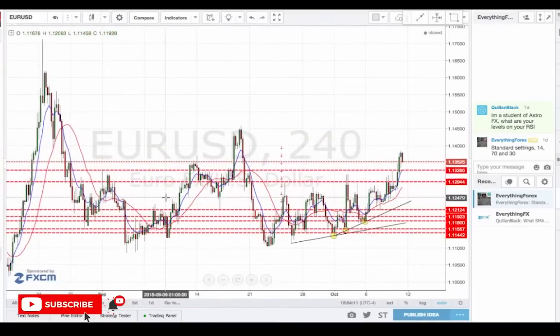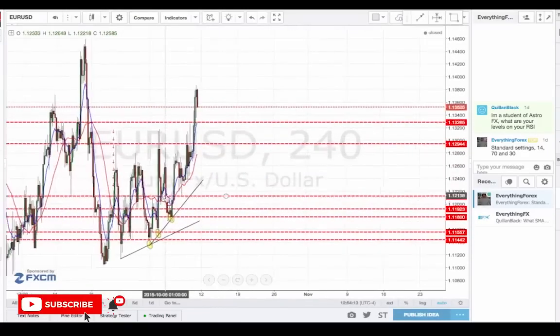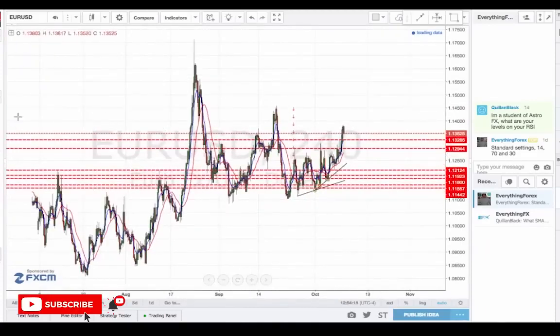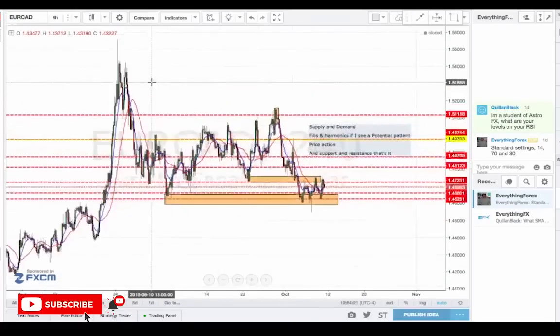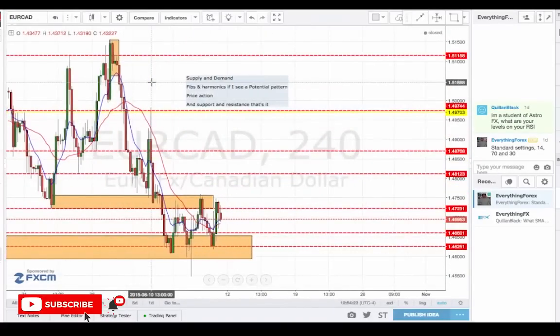But yeah, this is Quillen Black. So in this video, I pretty much went over, let me go on the other chart, EuroCAD. I went over supply and demand. I went over fibs and harmonics. A little bit of price action and support and resistance, and that's about it, honestly. So let me know if you guys have any kind of questions.